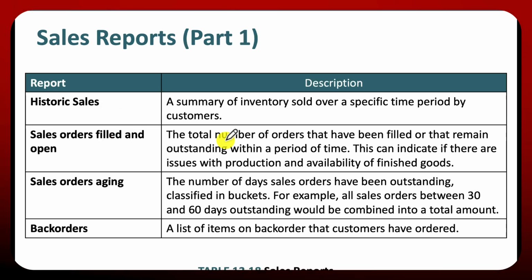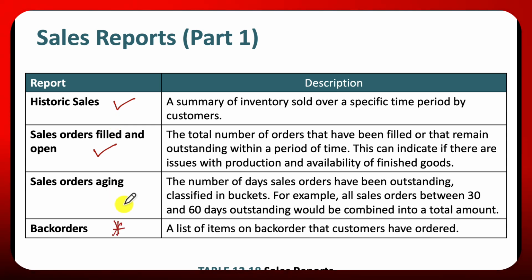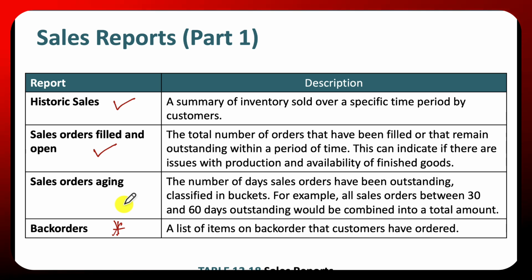So here are some sales reports that might be generated. Historic sales, we might want to look at a summary of the inventory sold to customers. We might want to look at sales orders that are filled and, more importantly, that are open, or sales order aging, how long it takes us to fill those sales orders, any back orders. This can also be important to see what customers have ordered but we can't fulfill yet.